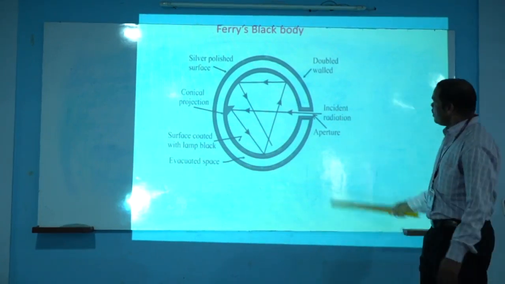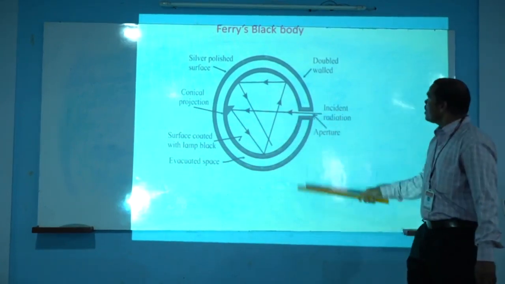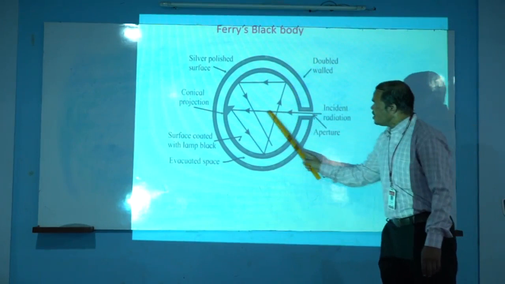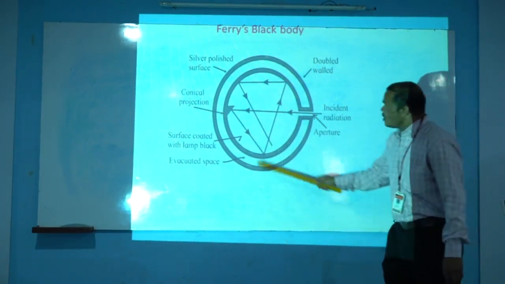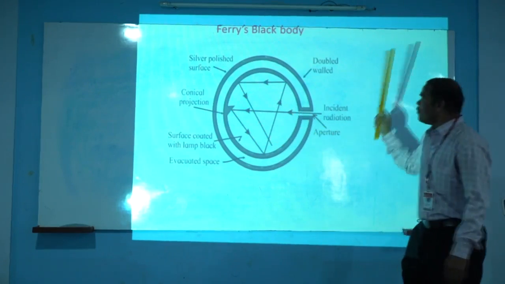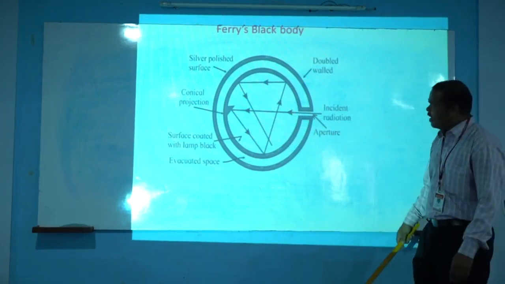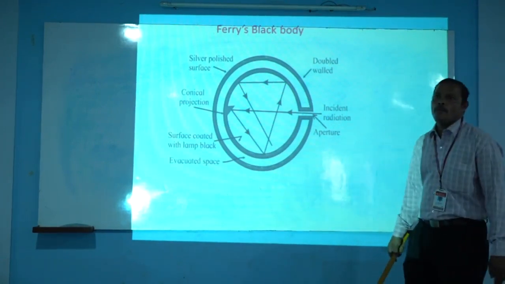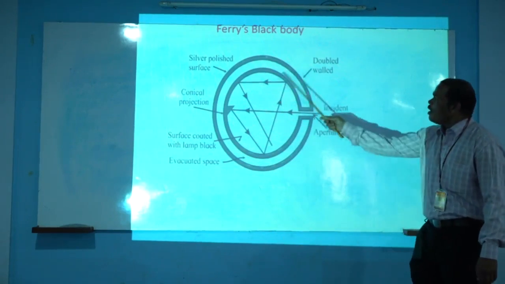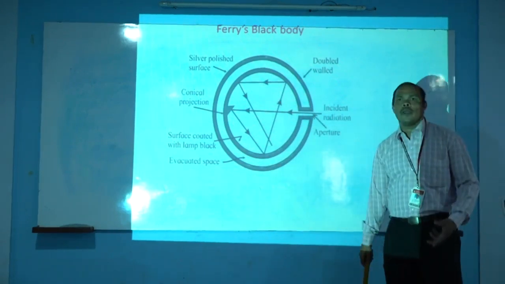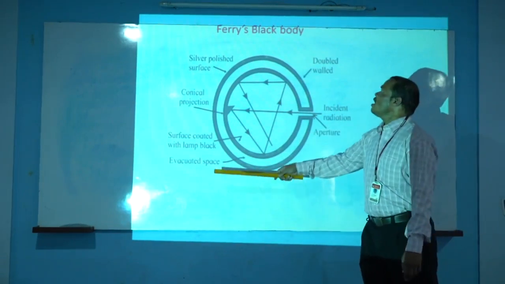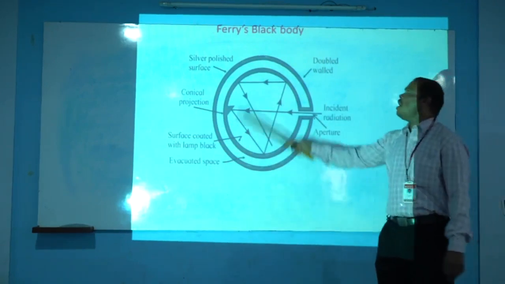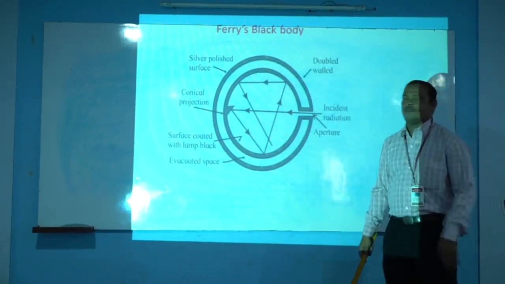Now what is the working? The radiation will enter inside this sphere through this aperture. When radiations enter inside the sphere, there occurs multiple internal reflection inside the sphere. Within one reflection, 90% of heat is absorbed, and therefore all the radiant heat will be absorbed by the body, and hence the scientist Ferry's black body can be given credit as a perfectly black body.